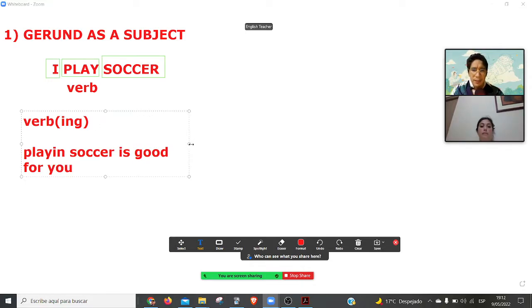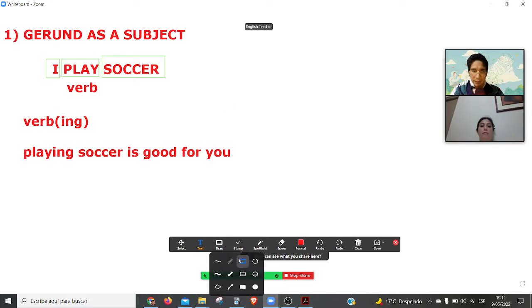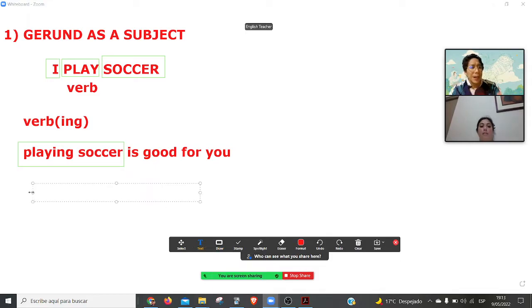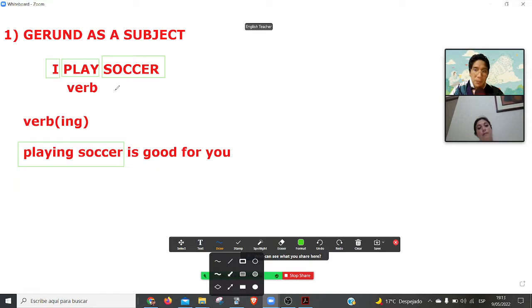In this sentence, playing soccer is the subject or not? Yeah, it is the subject. When you add the ing to the verb, this is the subject. Playing soccer is good for you. But in the previous one, play is the verb, and here it is the noun. Noun and verb. Did you understand this part?